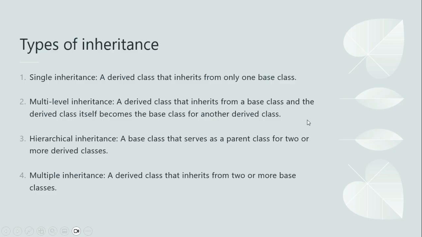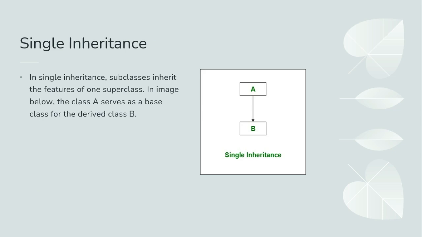So we have different types of inheritance. One is single inheritance, then we have multi-level inheritance, then hierarchical and multiple inheritance. So single inheritance: a subclass inherits the features of one superclass. In the image you can see we have a class A that serves as a base class for the derived class B. So single inheritance means one base class and one child class.